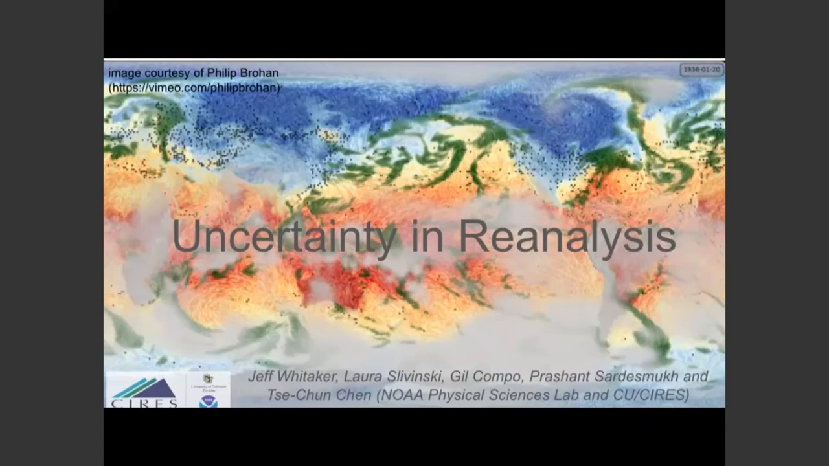And this graphic here in the background is an image produced by Philip Brohan at the UK Met Office, or Hadley Center, sorry. It's a visualization of the uncertainty in 20CR, where those gray shaded areas he calls the fog of ignorance, and it represents the regions where the estimated uncertainty is as large as the climatological variability. The dots indicate the observations, and the colors shining through indicate the temperature and precip fields. If you go to his Vimeo page, he's got some fascinating animations that show you how the uncertainty has evolved over the century or two centuries of the 20th century reanalysis.